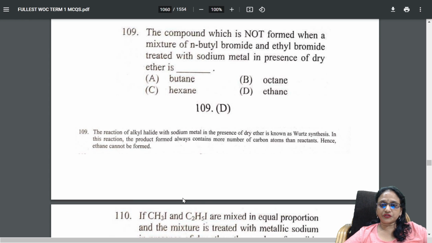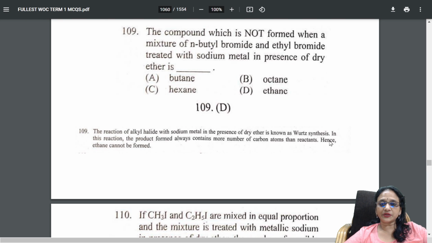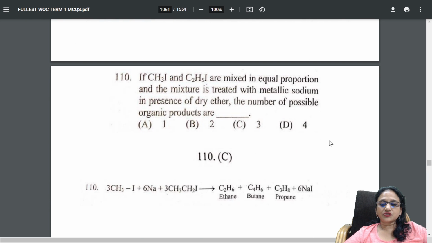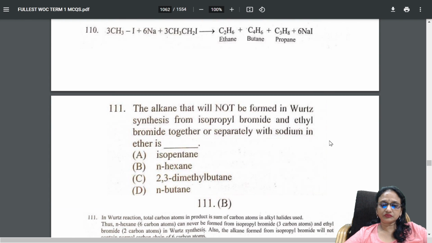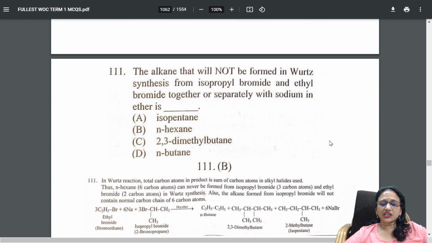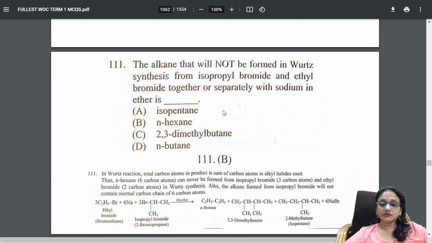Further reactions of sodium metal, what product you get. Wurtz can be asked in this way. So one more Wurtz reaction. Which alkyl halide will not undergo Wurtz reaction? Question is given, reason is given.